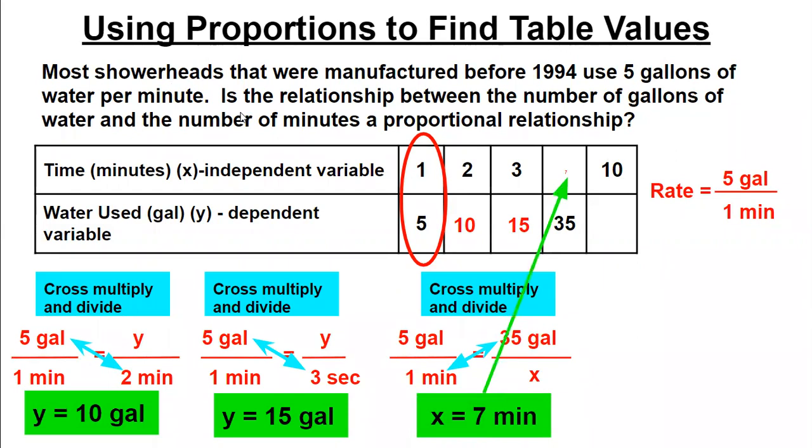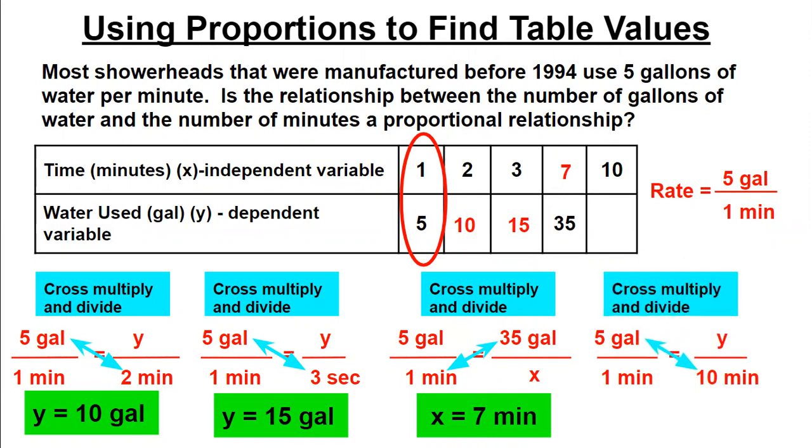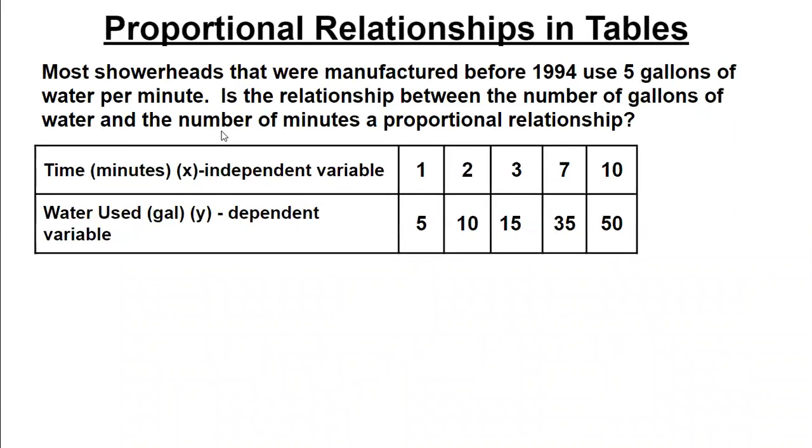That's going to go up there. And finally, the last one: 5 gallons per 1 minute is equal to how many gallons for 10 minutes? Cross multiply and divide. 5 times 10 divided by 1 is 50 gallons. So now that we have our table, we can decide if the relationship is proportional or not. So let's go on to the next page. We're going to pull up that table again that we just filled out. There are the numbers we just figured out.